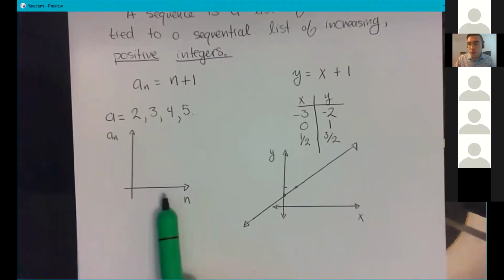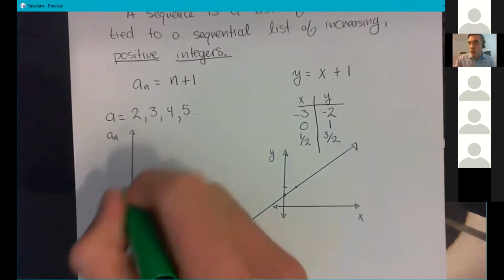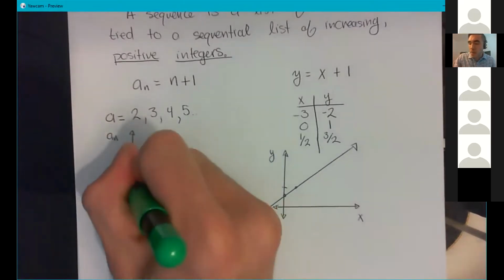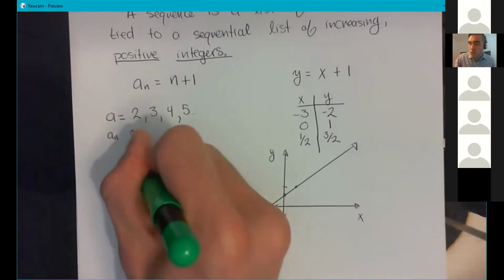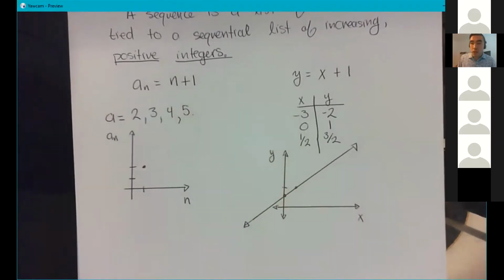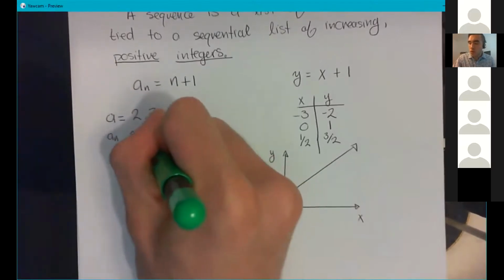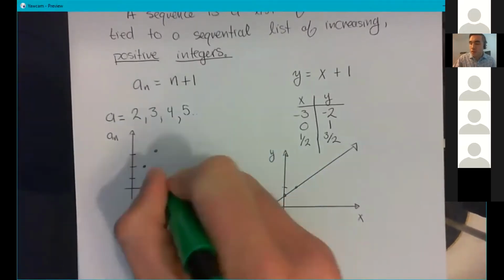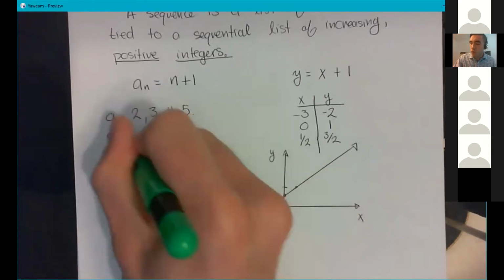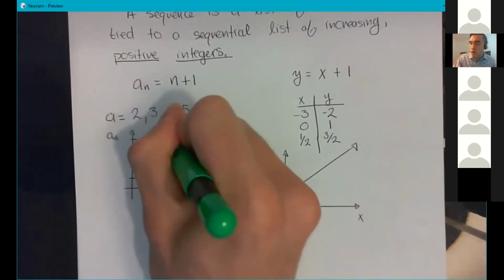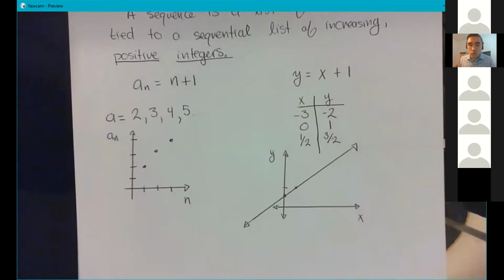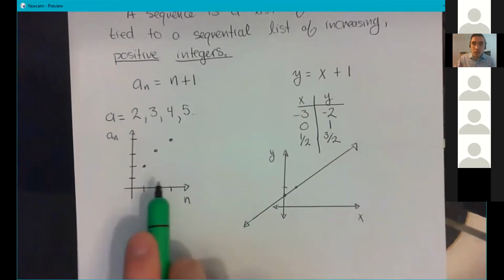This graph is not the same. If this is indeed a sequence, what this is saying is that I plug in 1 and I get back 2. So there's a point. I plug in 2, I get back 3. So there's a point. I plug in 3 and I get back 4. And there is a point. And this is the complete graph of the sequence.